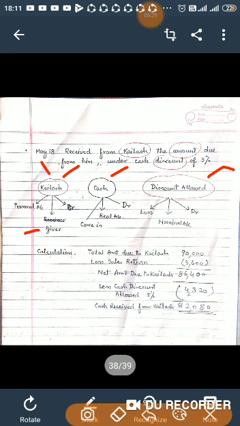Cash is a real account: debit what comes in, credit what goes out. So cash is coming into the business, so it should be debited. Discount allowed is a nominal account, it is a loss for the business, so it should be debited.